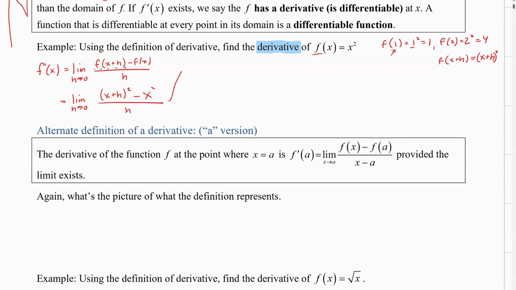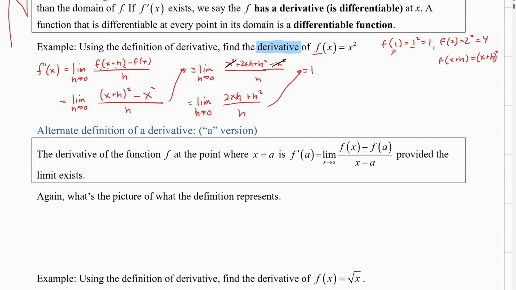Let's do a little bit of algebra. Take this up here. The limit as h approaches 0 of x squared plus 2xh plus h squared minus x squared all over h. Oh, look at that. Those x squareds cancel, allowing us to go to the limit as h approaches 0 of 2xh plus h squared over h.